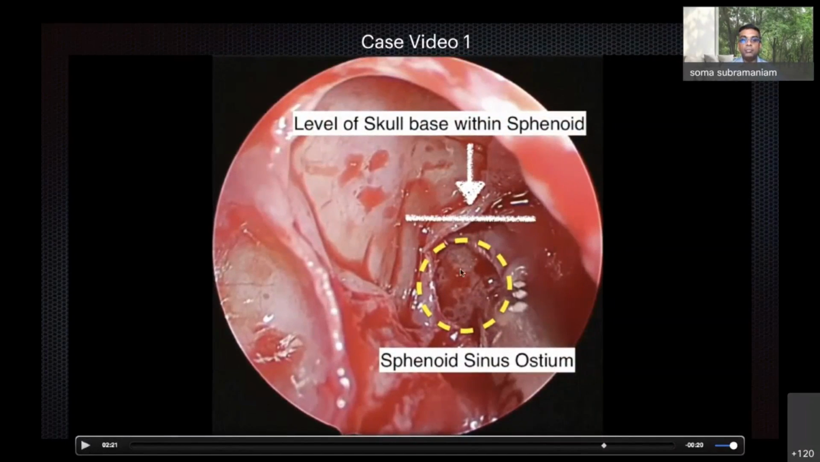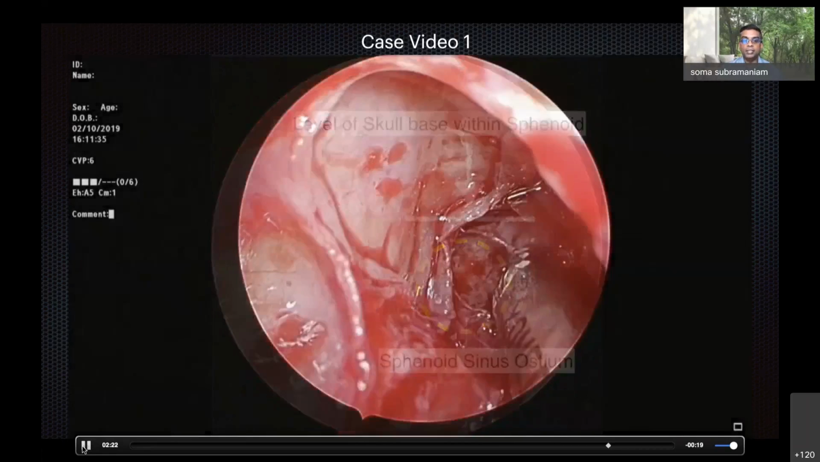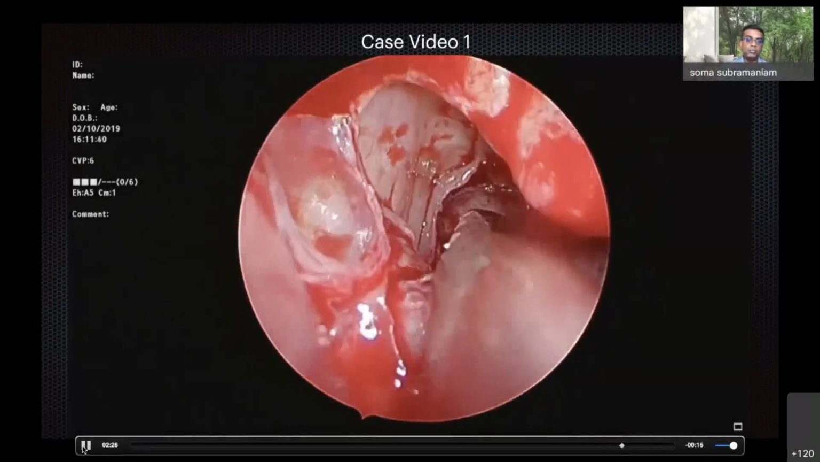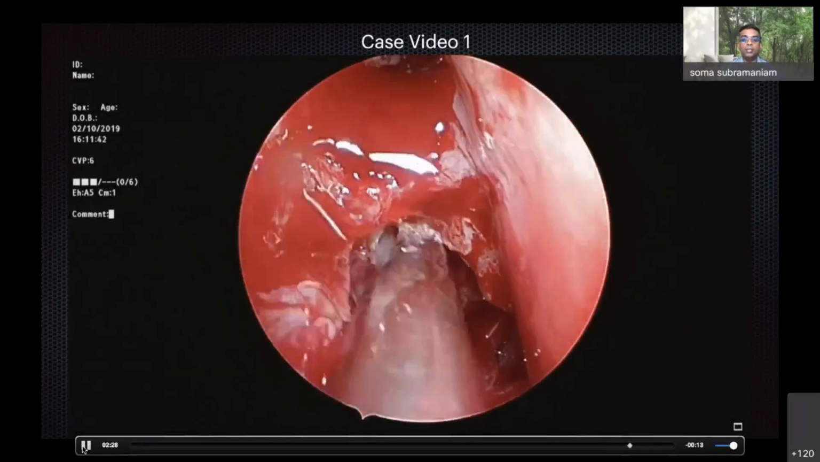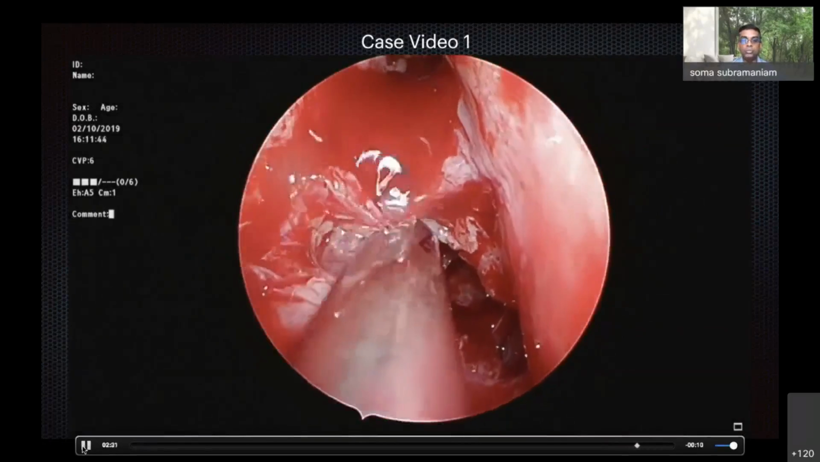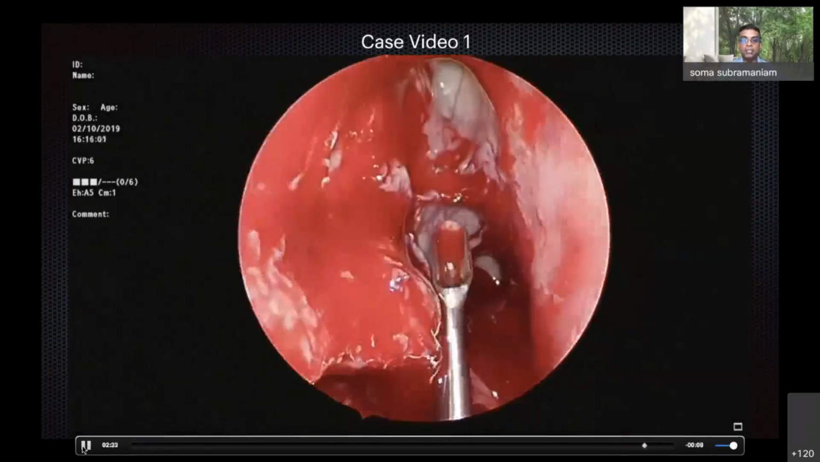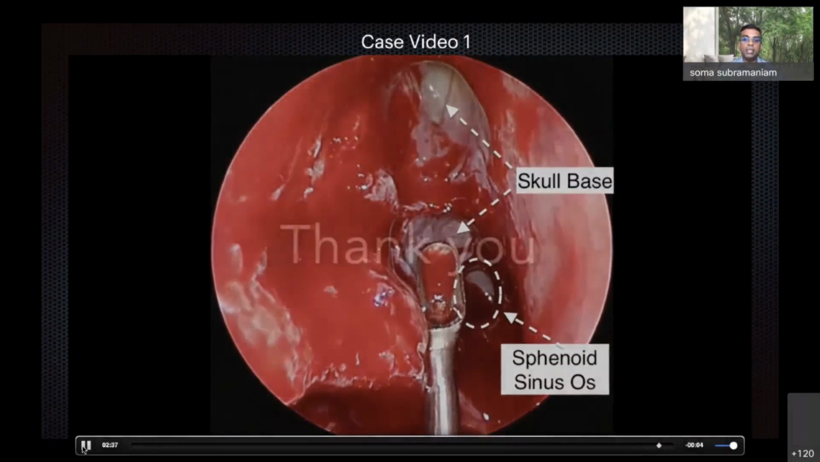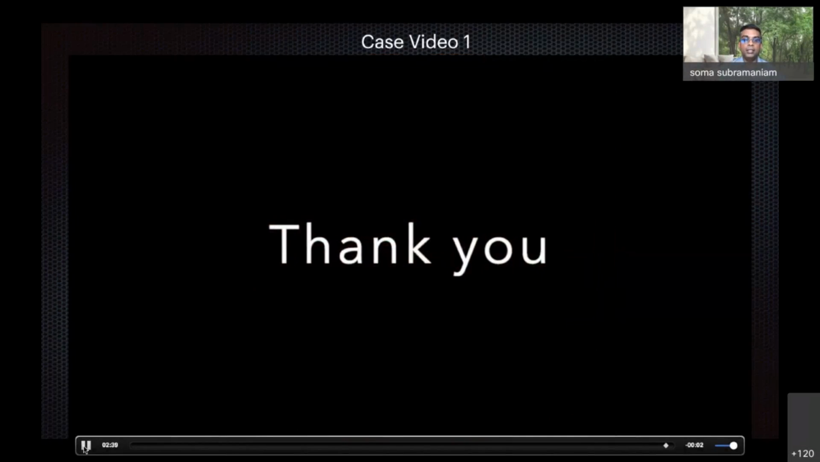So now all that remains is widening that opening superiorly and coming back and completing the posterior ethmoids to complete the job. All right. So you can see by doing this, you're far away from the skull base and you're far away from the orbit. So that keeps you safe and that prevents unnecessary complications from happening. So that's the skull base, the sphenoid sinus ostium. And now it's a simple job of clearing the disease.